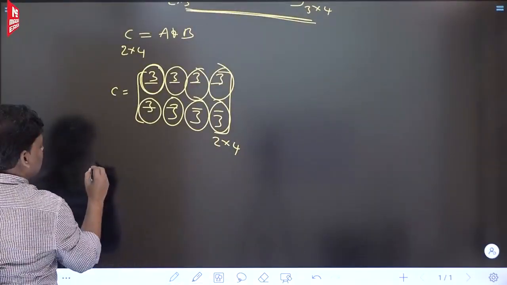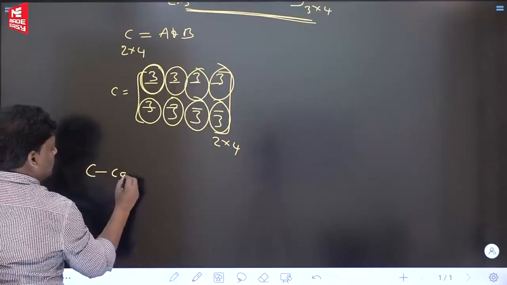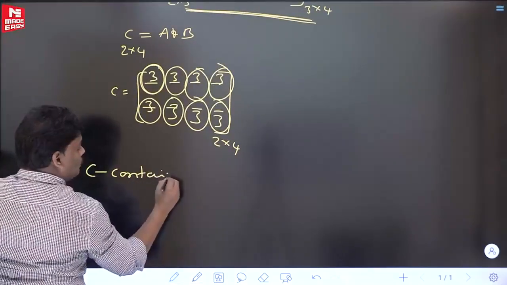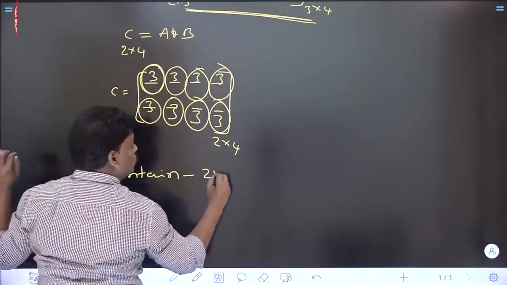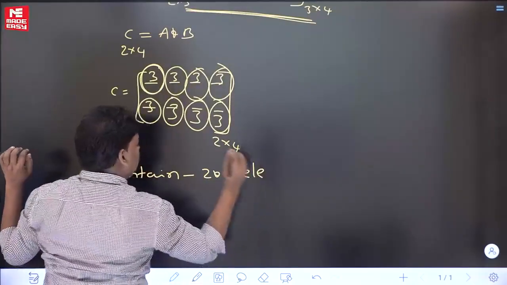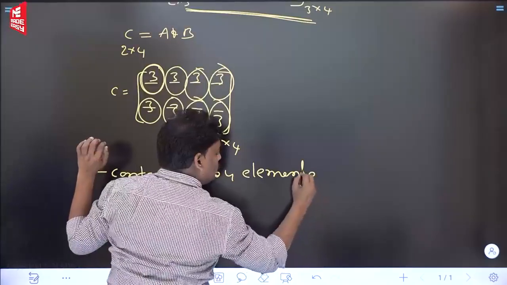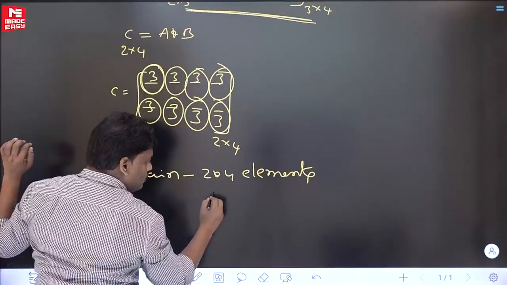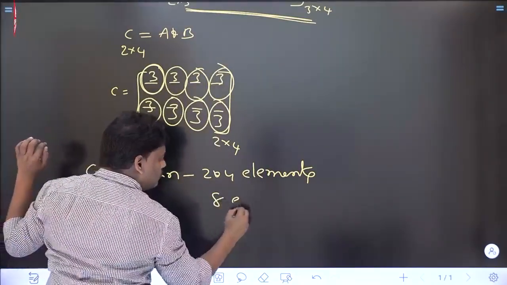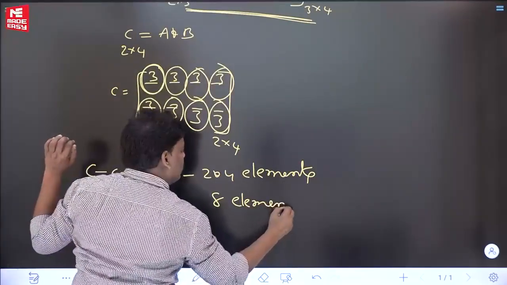Now let me ask you one small line. Can you help me now? Resultant matrix C contains how many elements? Right? 2 into 4 elements. Resultant matrix C contains 2 into 4 elements, which is going to be 8 elements. That is fine, 8 elements, that is okay.